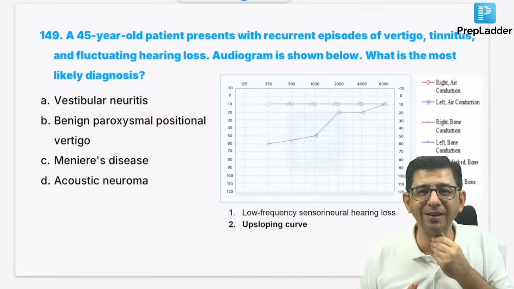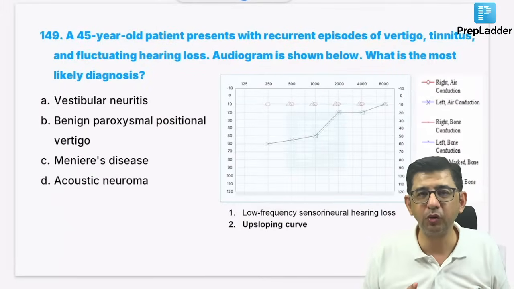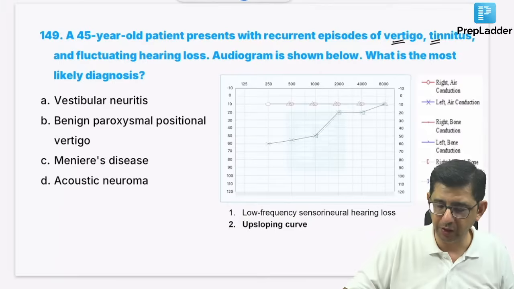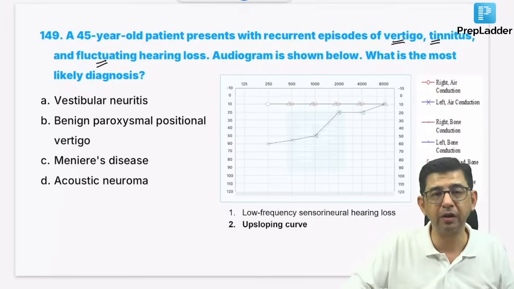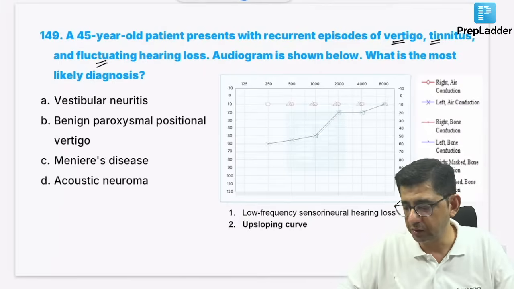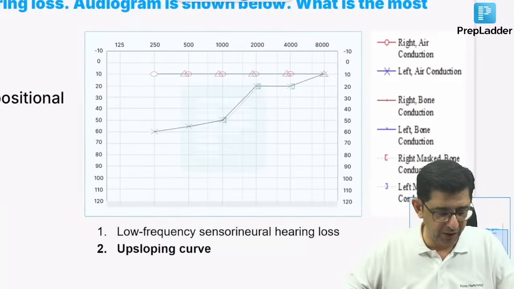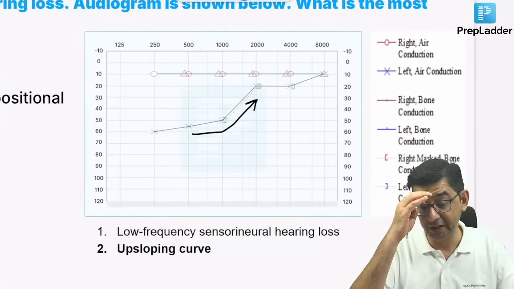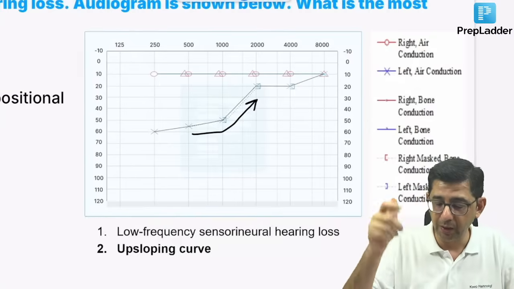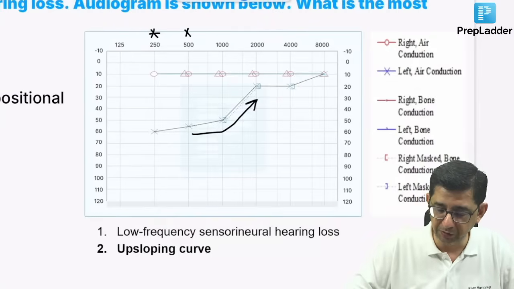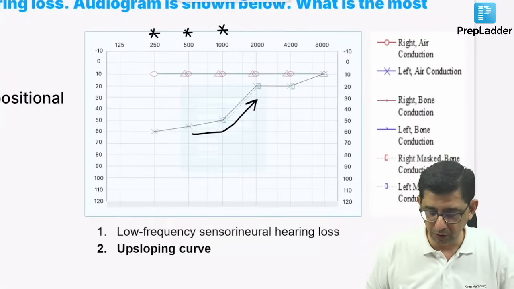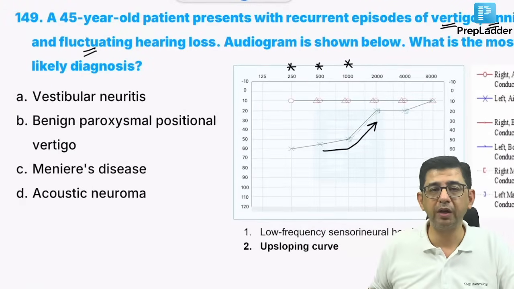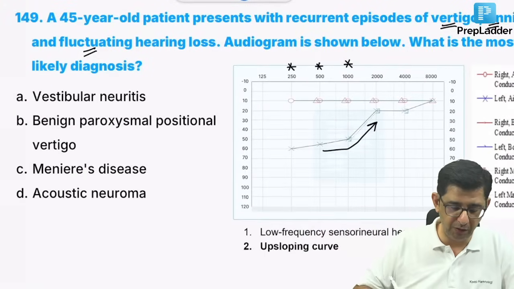Okay, so I think you can solve this question by just reading the theory only. There are recurrent episodes of vertigo, tinnitus and a fluctuating hearing loss. That's the keyword, fluctuating hearing loss, which makes it easy. Otherwise, you can notice that at low frequencies there is a problem, and there's an upsloping curve. Even your ENT teacher tells you about that upsloping curve, and mainly it is the low frequencies which are getting affected here. So the combination of low frequency sensorineural hearing loss along with that upsloping curve, the answer in this case would be Meniere's disease.